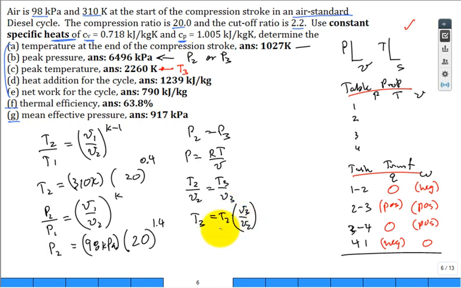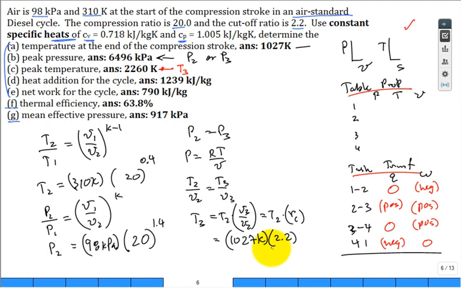Have we seen that V3 divided by V2 before? Yeah, that's the cutoff ratio, isn't it? So it's just T2 times r_c, our cutoff ratio. So 2.2, so T2 was 1027 Kelvin times 2.2, and a couple people, you get about 2260.